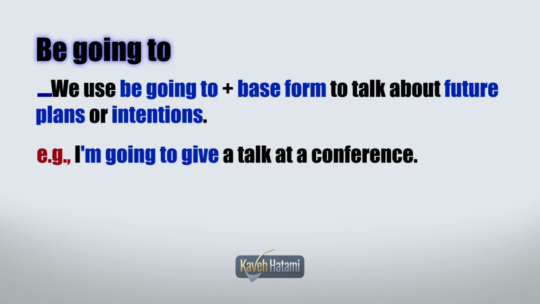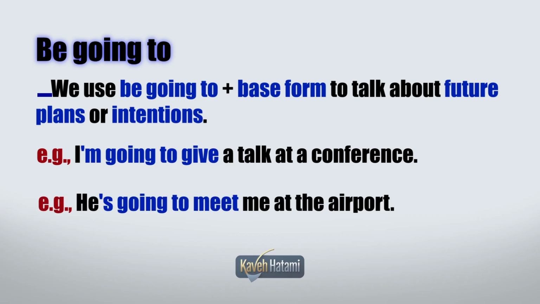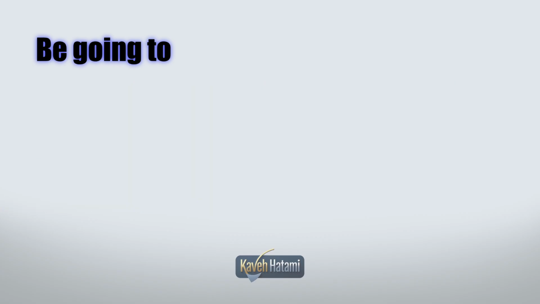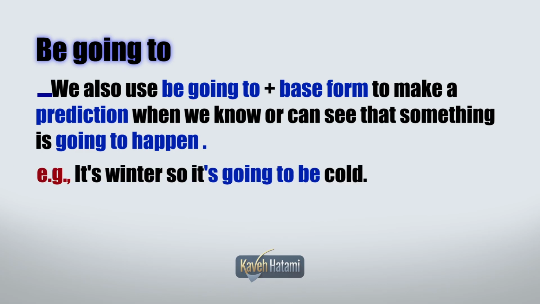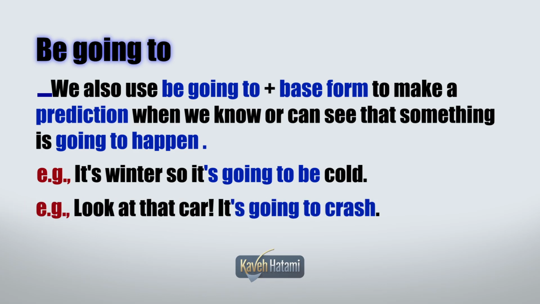For example, I'm going to give a talk at a conference. Or, he's going to meet me at the airport. We also use be going to plus base form to make a prediction when we know or can see that something is going to happen. For example, it's winter, so it's going to be cold. Look at that car, it's going to crash.